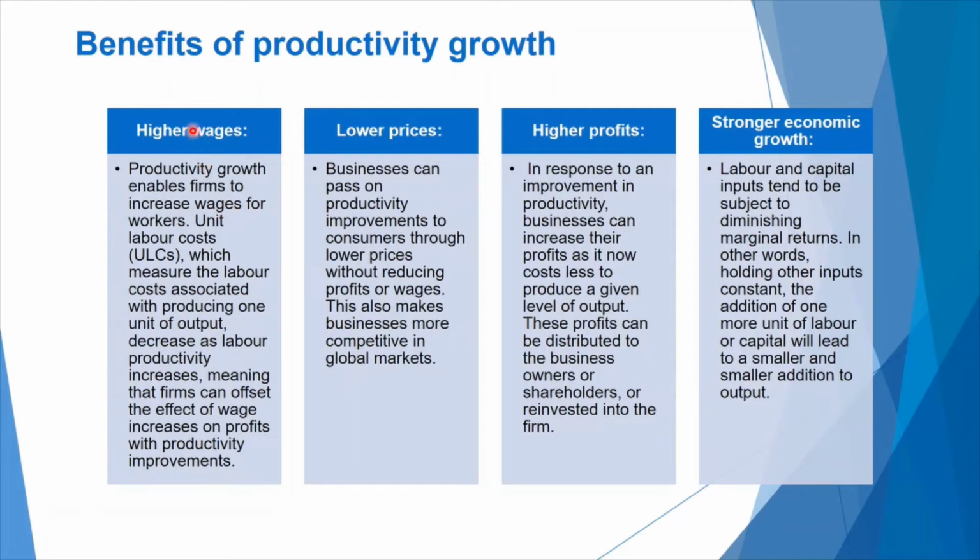Let's begin with higher wages. Productivity growth enables firms to increase wages for workers. Unit labor cost (ULC), which measures the labor cost associated with producing one unit of output, decreases as labor productivity increases, meaning that firms can offset the effect of wage increases on profits with productivity improvements.